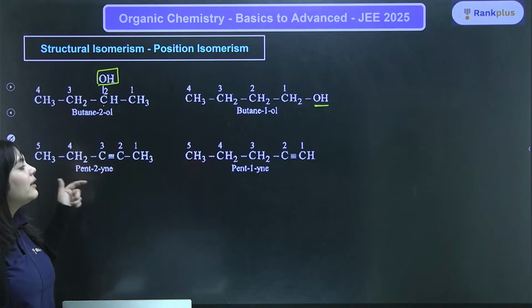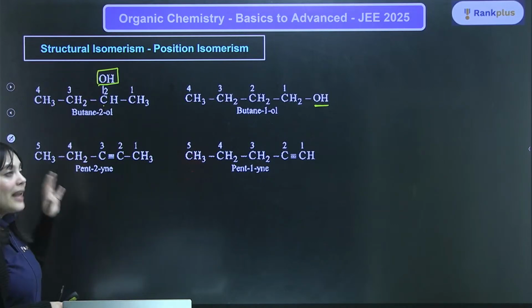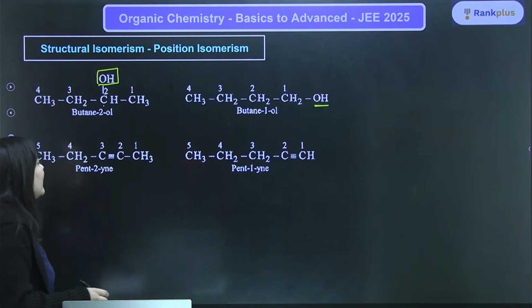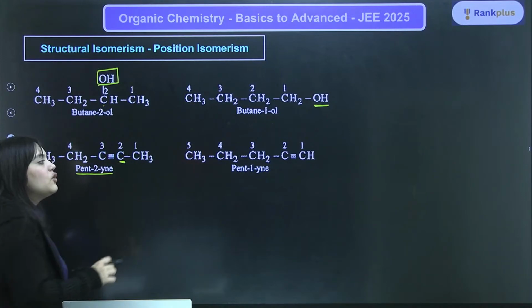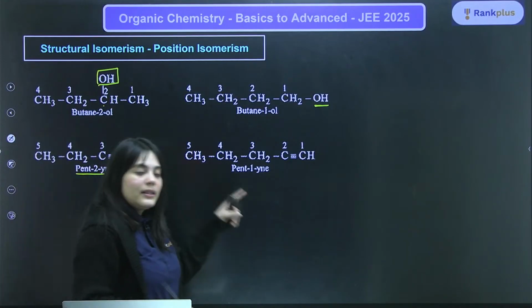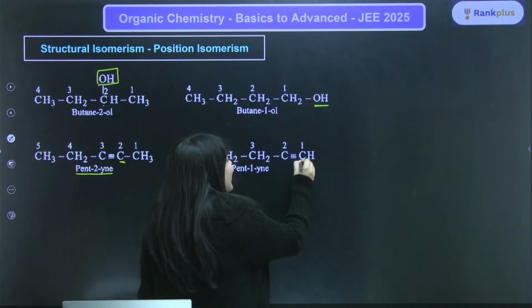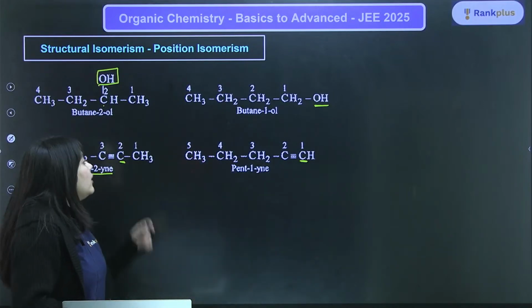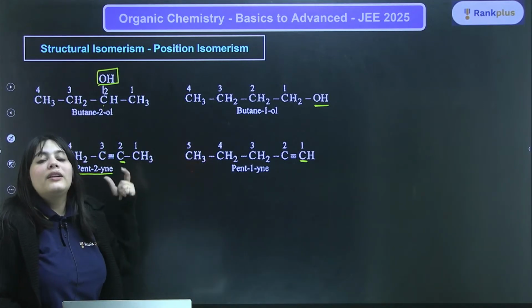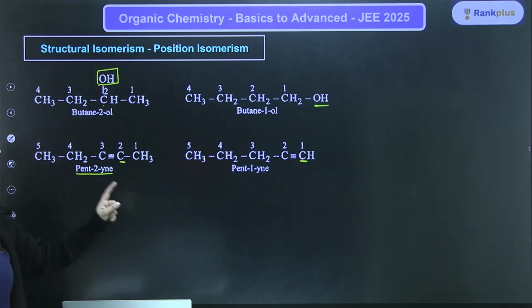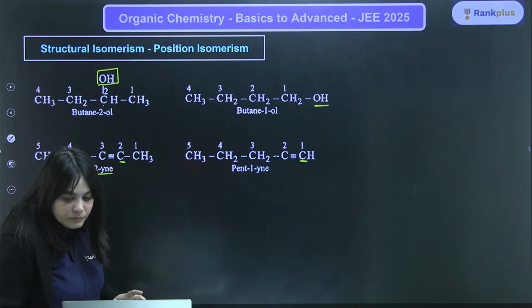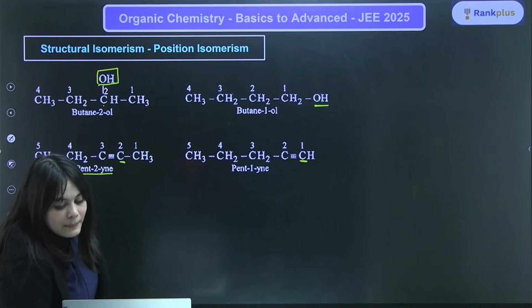Understood? Now look at the next option. In the next example, can you see it is pent-2-yne, which means at the second position they have a triple bond. In the next example, they have pent-1-yne. Once again, the position of the triple bond is changing, the rest of the molecule remains the same. Hence, they are position isomers. Easy?